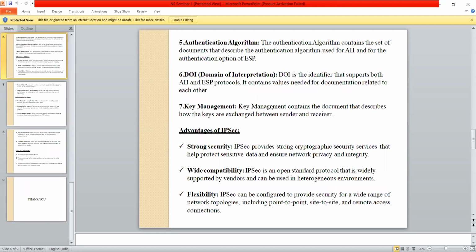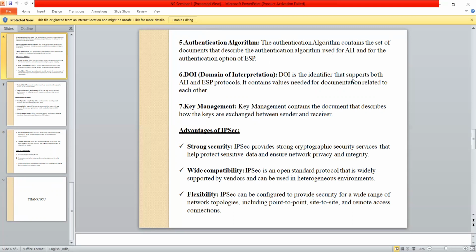Now the authentication algorithm. The authentication algorithm contains the set of documents that describe the authentication algorithms used for AH, the Authentication Header, and for the authentication option of ESP, Encapsulating Security Payload.